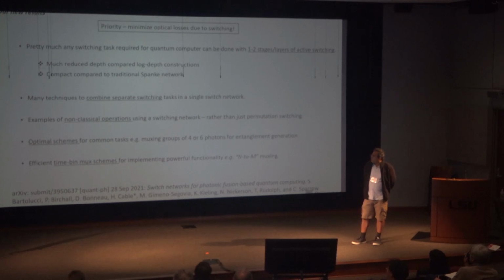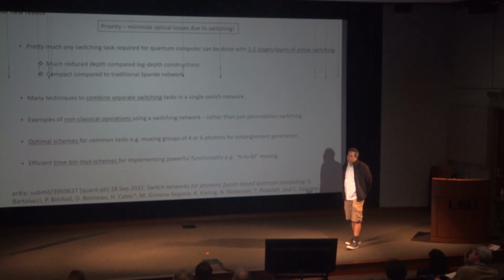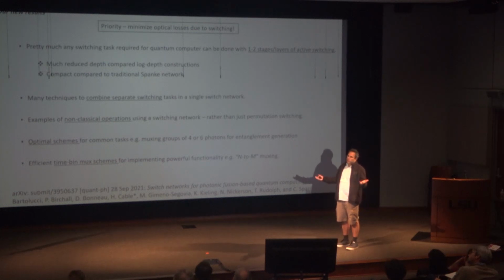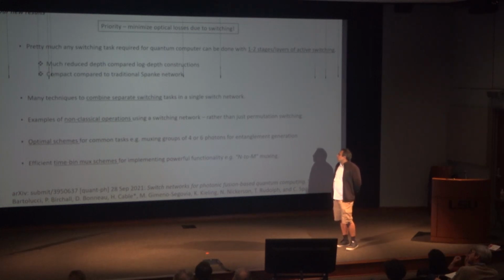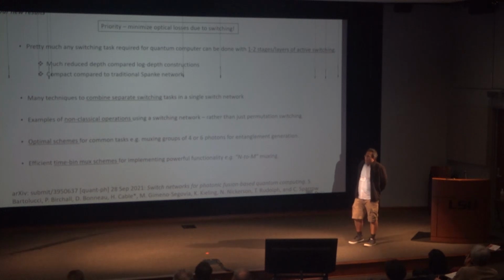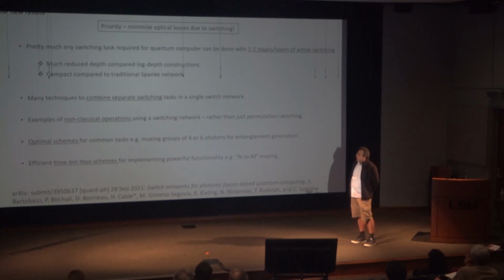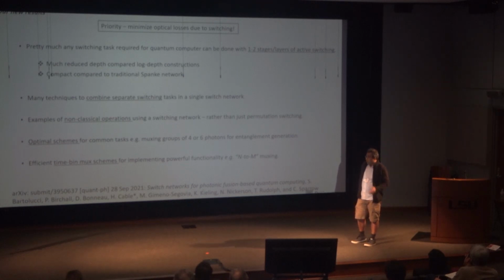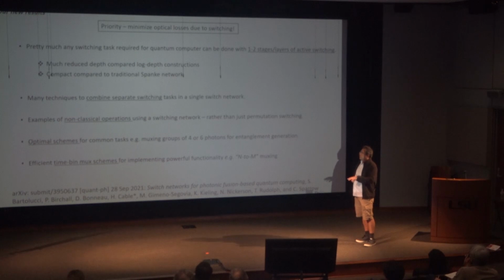We've also written down optimal schemes. A typical task would be multiplexing groups of 4 photons for a Bell state generator. And we have a lot of schemes that are novel forms of time multiplexing. I'm going to explain why time multiplexing is so powerful and should be thought of differently in the context of an architecture rather than just multiplexing single photons.